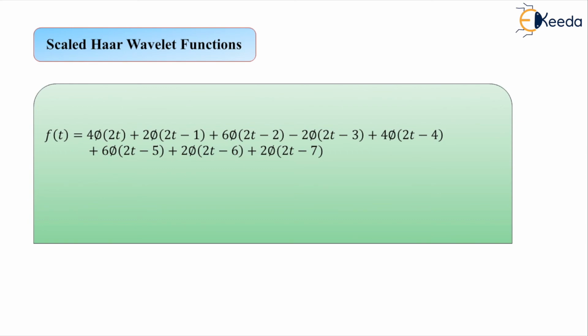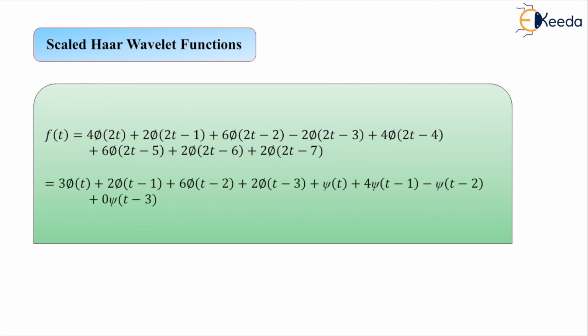So with the substitutions, here we have it 3 times phi of t added to 2 times phi of t minus 1, further 6 times phi of t minus 2 added by 2 times phi of t minus 3. Next to that we have the terms of psi added, that is psi of t plus 4 times psi of t minus 1 minus psi of t minus 2 added to 0 times psi of t minus 3.